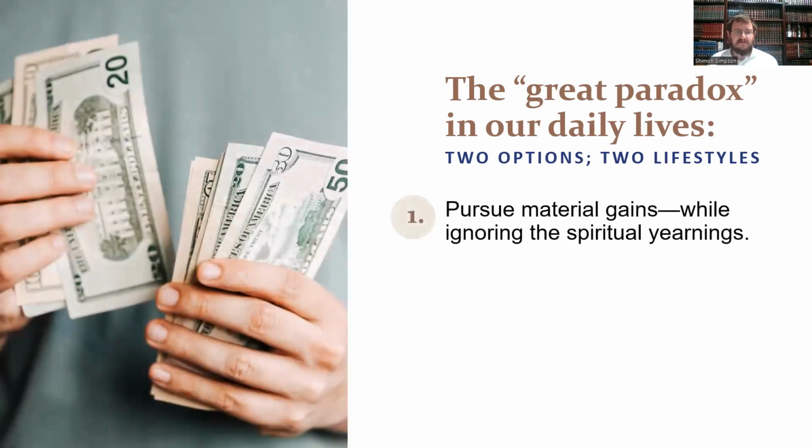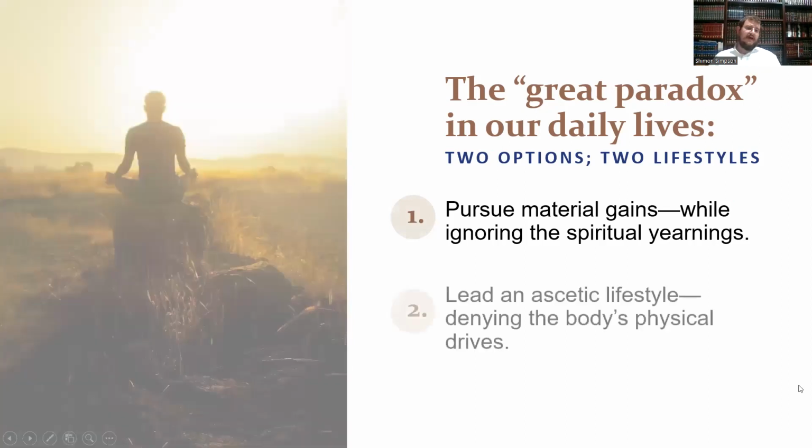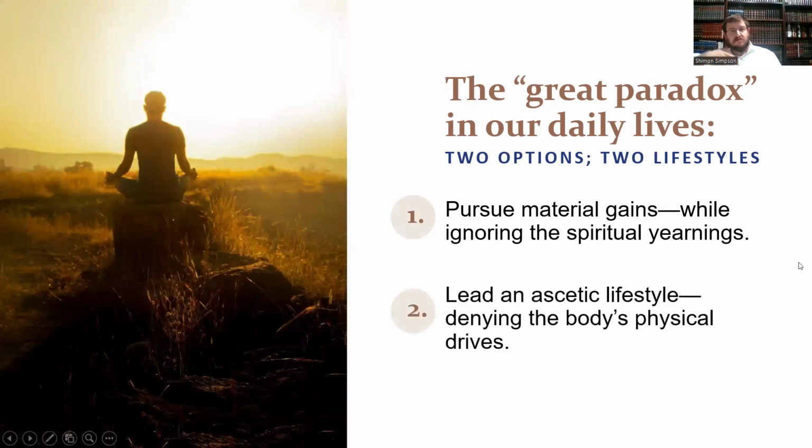On the one hand, we have a body. On the other hand, we have a soul. And these aspects, the body and the soul, are in constant conflict. Do we follow the body or do we follow the soul? And the reality is we have two options. One option is to pursue the material gains, ignoring the spiritual yearnings that we have from our soul. In other words, follow the body. On the other hand, we have the other possibility, which is to ignore the material side of ourselves, our body, and lead an ascetic lifestyle, denying the body's physical drives.